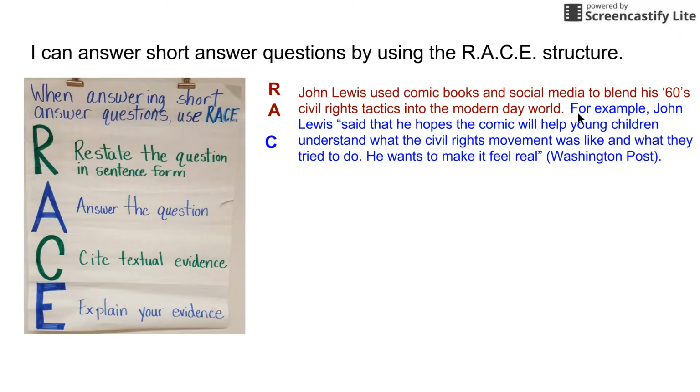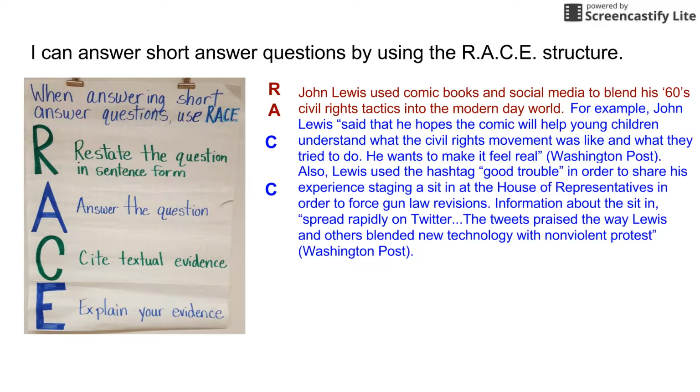For example, John Lewis, quote, said that he hopes the comic will help young children understand what the civil rights movement was like and what they tried to do. He wants to make it feel real, quote. And then I have my in-text citation of the Washington Post. That's my first piece of textual evidence. My second piece of textual evidence is also a little bit of paraphrasing as well as a direct quote.